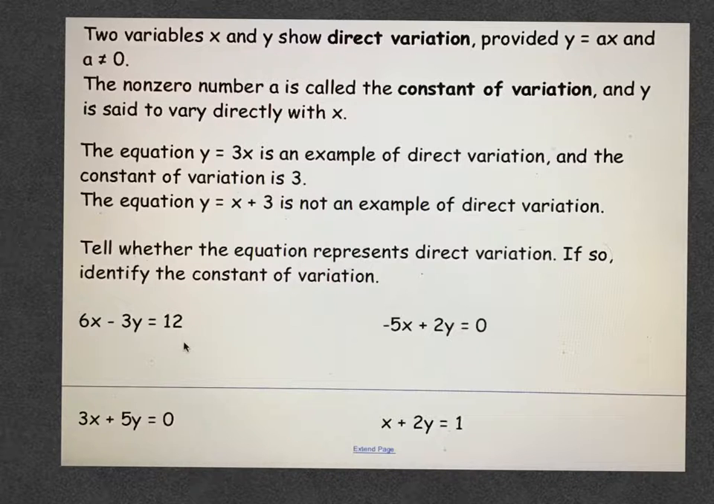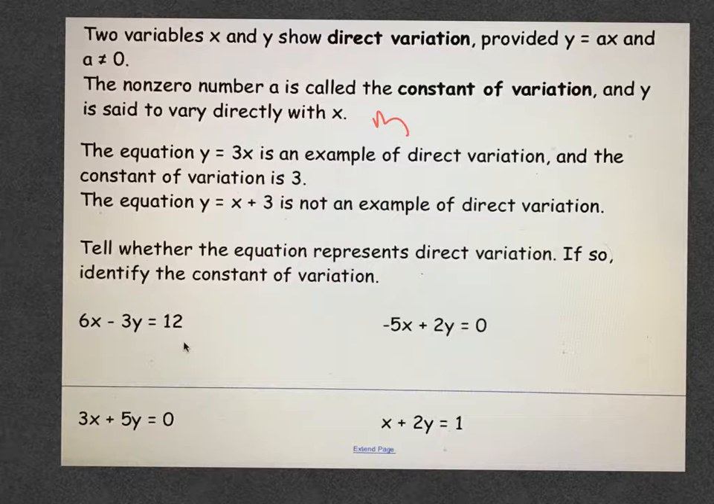So let's look at the examples here and the definitions. So it says here, two variables show direct variation, provided y equals ax and a doesn't equal 0. And again, a is just a different way of referring to slope. Non-zero number a is called the constant of variation. Like I said, that is just a specific term used when you have direct variation for slope, which is m normally when we're working with it. If you want to think about it just as m, that's fine.